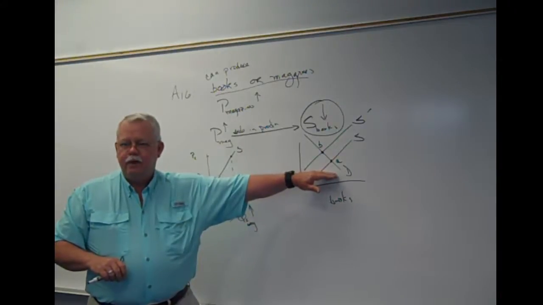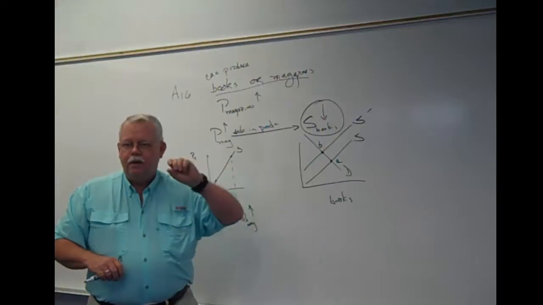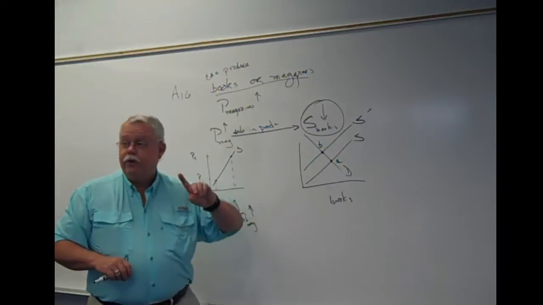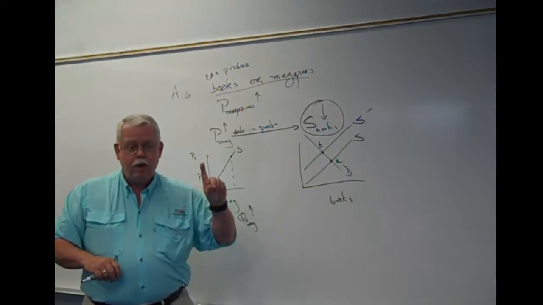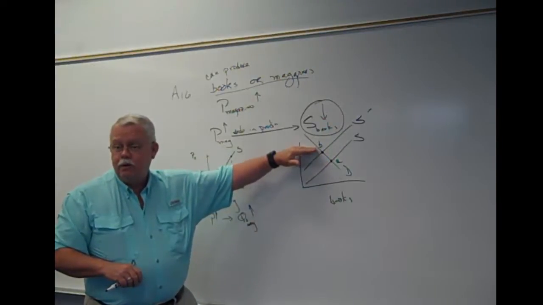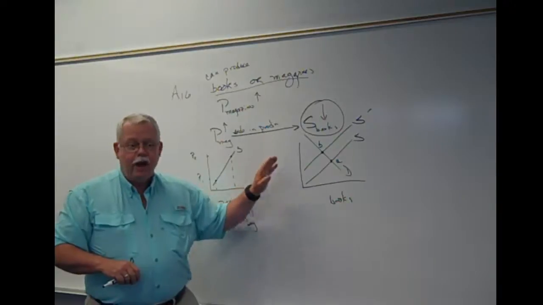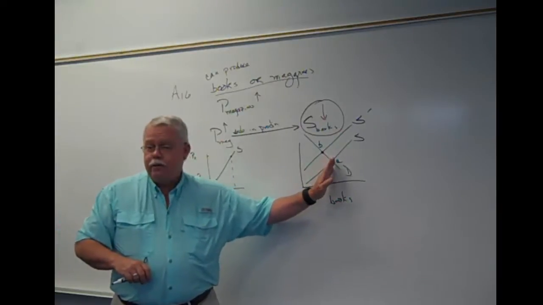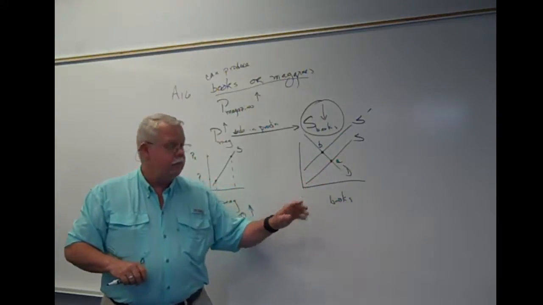Price went up, quantity went down. Yeah, price went up, quantity supplied went down. Okay. First off, the supply decreased. As a result, the price increased, and the equilibrium quantity decreased.